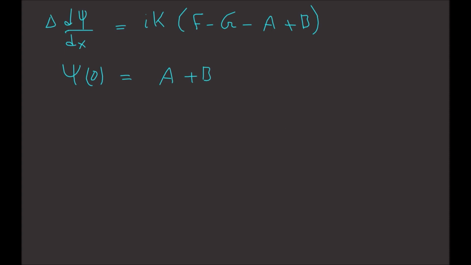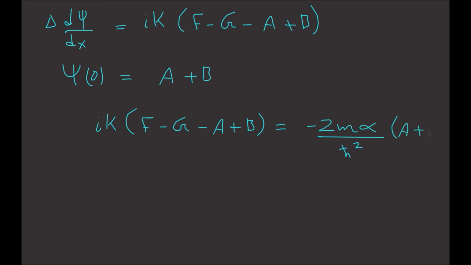The second boundary condition gives us this equation: i times k times the variables F minus G minus A plus B must equal minus 2 times mass times alpha divided by h bar squared times A plus B. Let's call this equation number 2. Ooh, that's bad news. You know why? Because we have 2 equations and 4 unknowns. Ooh, no, 5 unknowns if you count k.